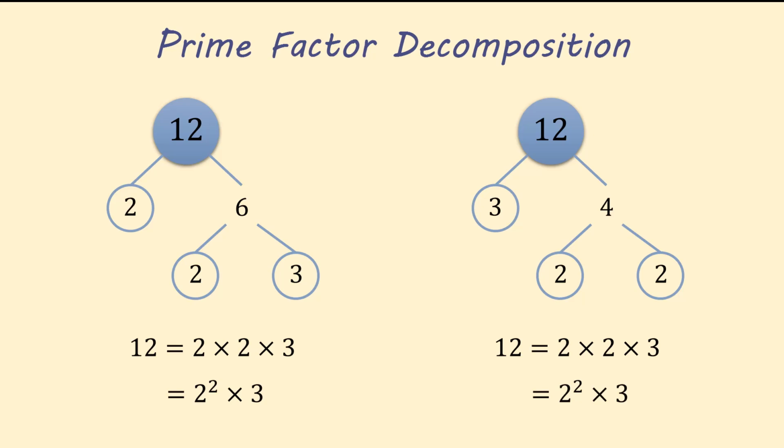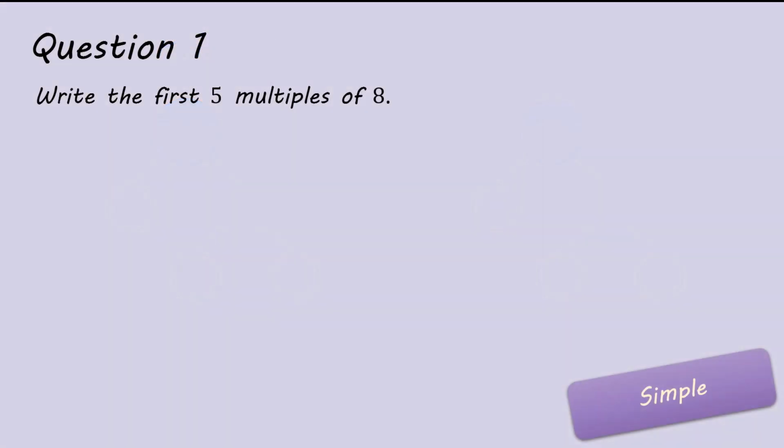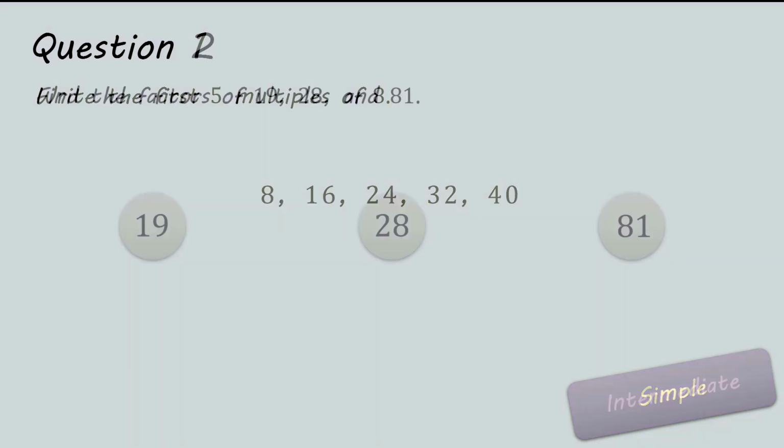Next, we can look at some examples. Question 1. Write the first 5 multiples of 8. Remember, for multiples, we can just use the times tables. Just multiply 8 by whole numbers starting from 1. Therefore, the first 5 multiples of 8 are 8, 16, 24, 32 and 40.